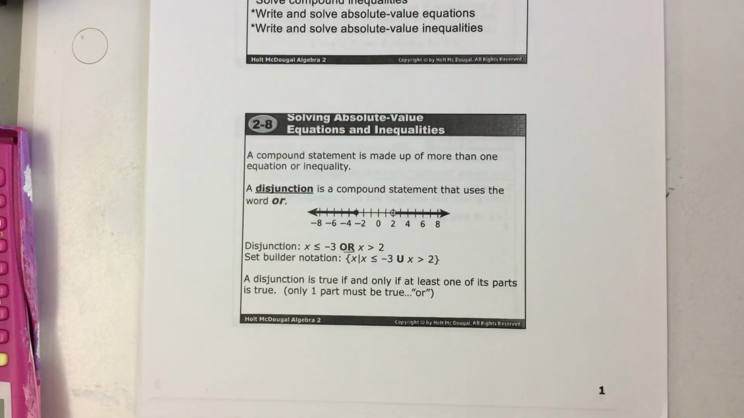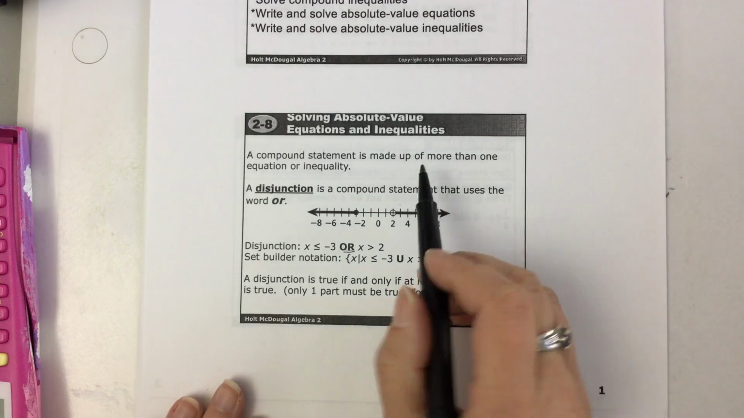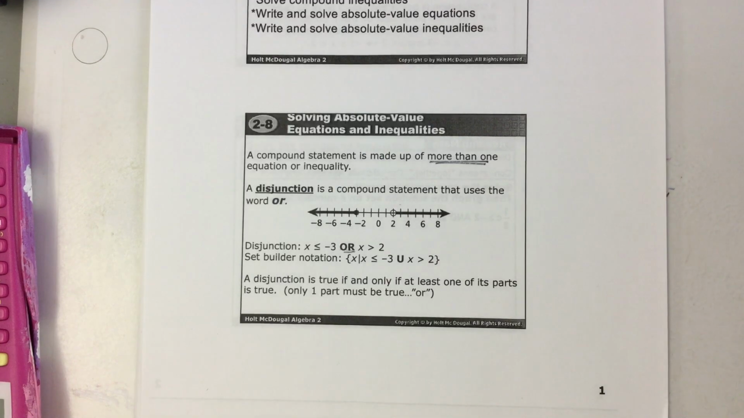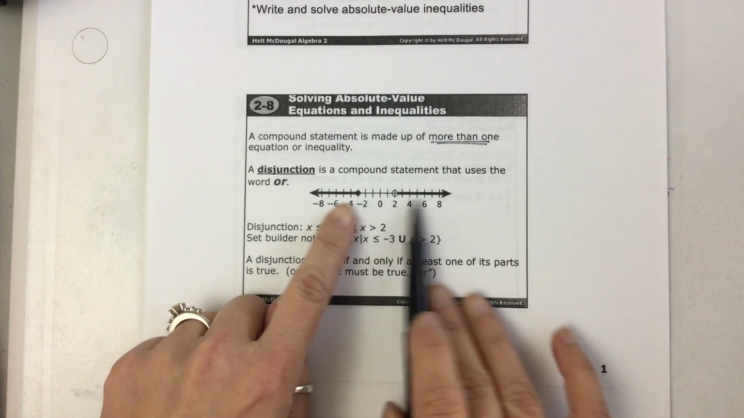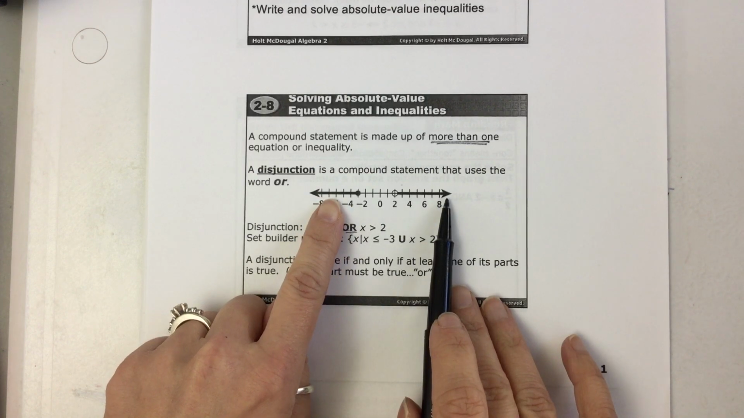Today in Algebra 2, we are going to hammer through Chapter 2, Section 8. First off, we will look at what is called a compound statement. Compound means more than one. So if we are looking at a compound equation or a compound inequality, what we need to realize is that we will be solving two different pieces. When you graph it, you will have two different things to consider.